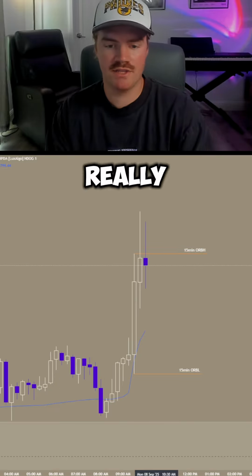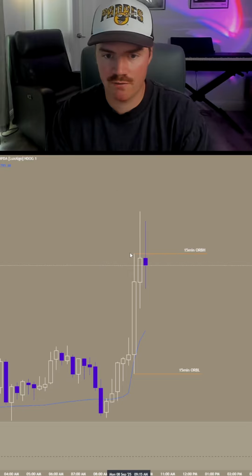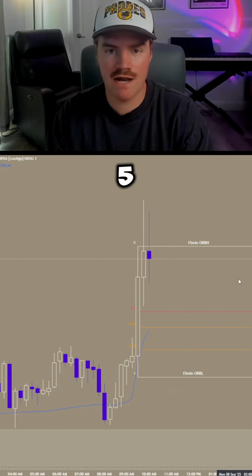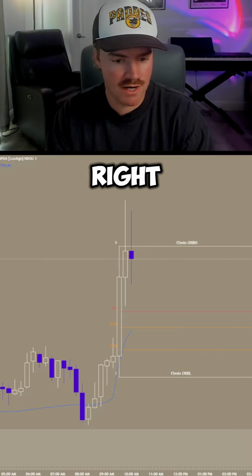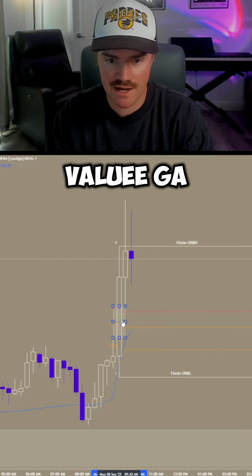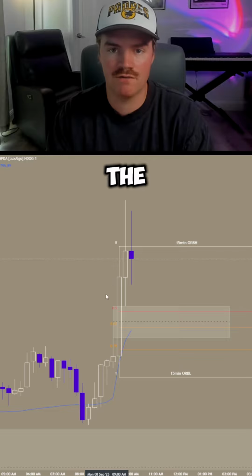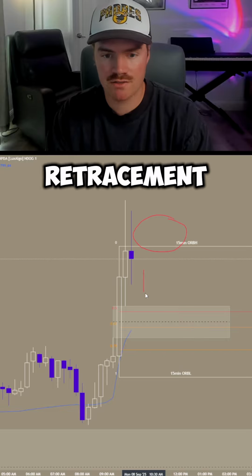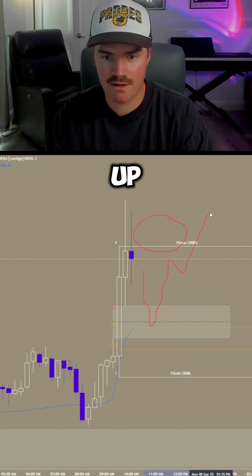And here's where it gets really simple. We just use our fib retracement tool from the high to the low of the ORB since we have a bullish bias, and then we identify a 5, a 15, or a 1 minute fair value gap. Right here I notice that we have a 15-minute bullish fair value gap, and it's overlapping the 50% of the ORB. And since we haven't closed outside of the ORB yet, I want to see that retracement right here so I can catch the longs back up like that.